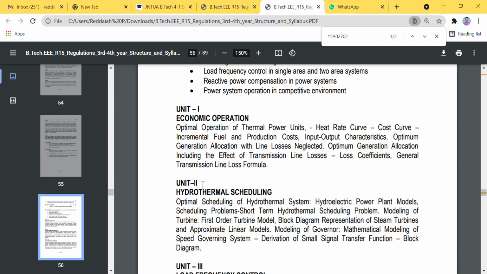Unit 2, hydrothermal scheduling. Optimal scheduling of hydro power plant and thermal power plant. We have two power plants, assume that hydro power plant and thermal power plant. Hydro utilizes water, whereas in thermal power plant, coal is the source. From the coal we are producing electrical energy. Then the hydroelectric power plant running cost will be low because an abundance of water is available during rainy seasons, whereas thermal power plant cost will be high. How to schedule, that will be studied in unit 2.